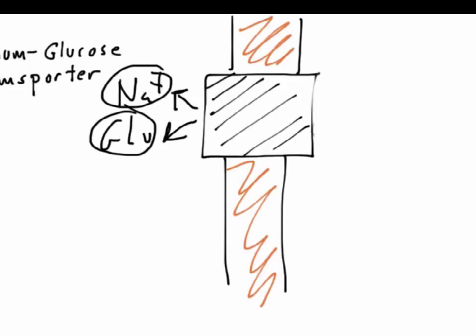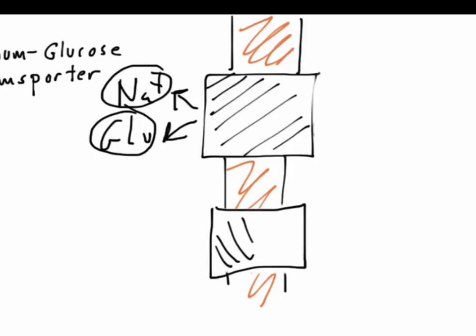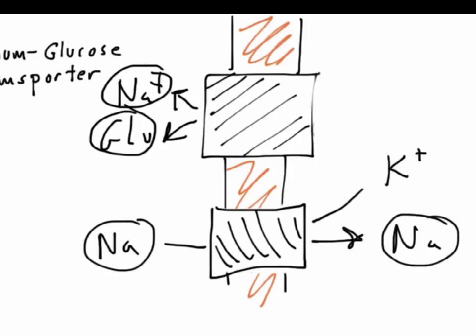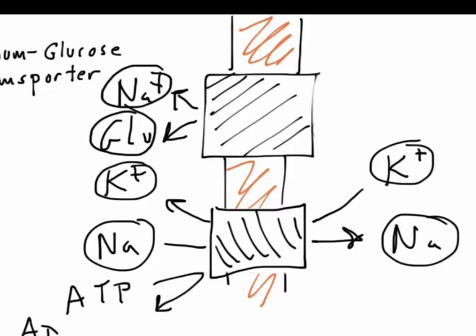Now the sodium gradient is maintained by an ATP-dependent sodium-potassium transporter. So the energy for moving glucose into the cell across the concentration gradient really comes from the ATP that's used to pump sodium out of the cell and create a strong sodium concentration gradient.